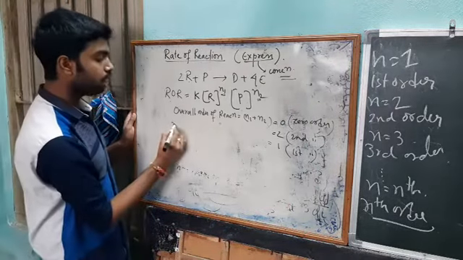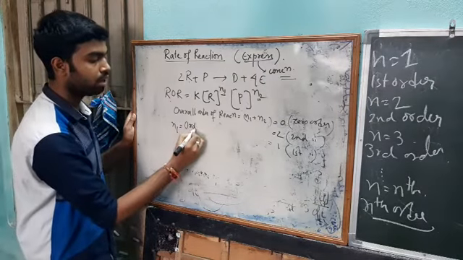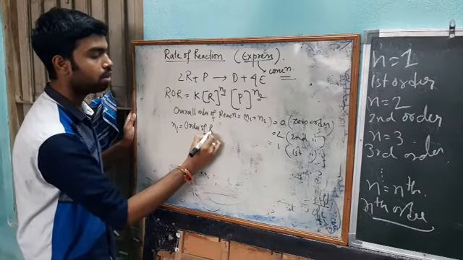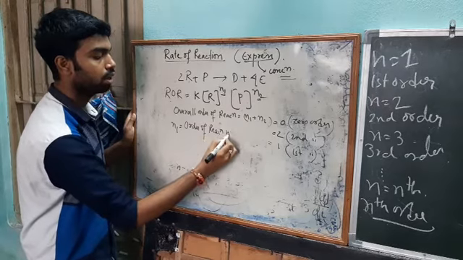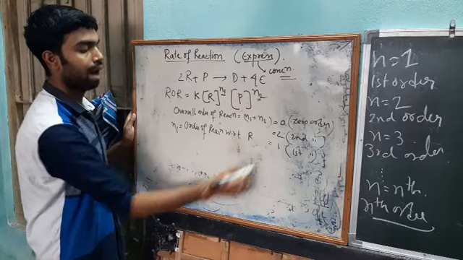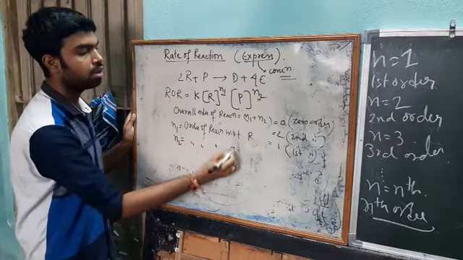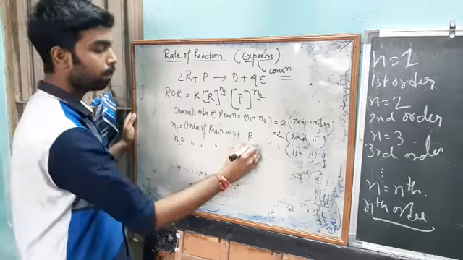And this n1 will be known as order of reaction with respect to reactant R. n2 will be known as order of reaction with respect to P.